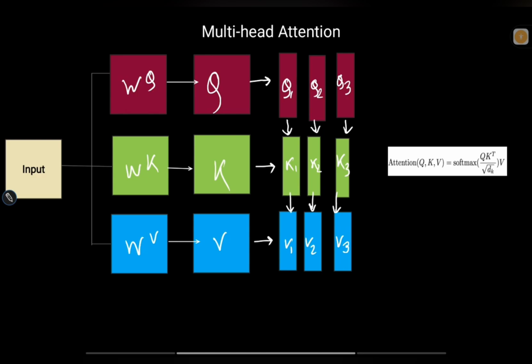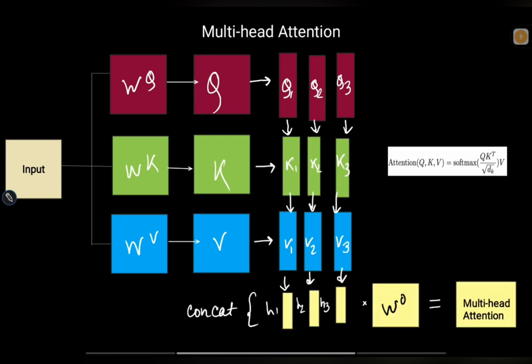heads, right? And once we do that, we get individual heads H1, H2 and H3, and after that we concatenate each of these heads, and then we multiply with our output matrix which is WO, and we get the multi-head attention, right? So this is a recap of what multi-head attention is.